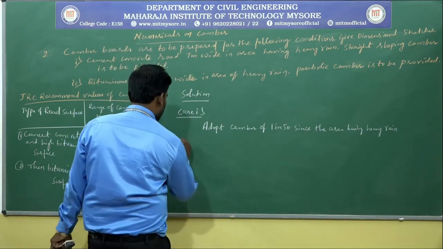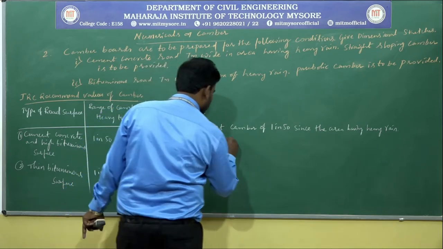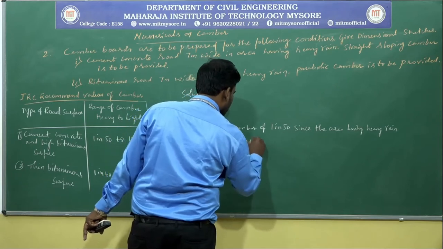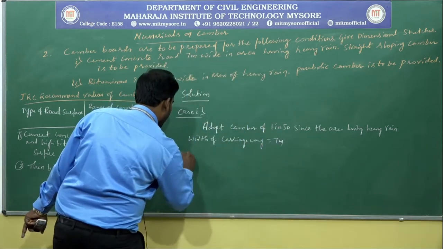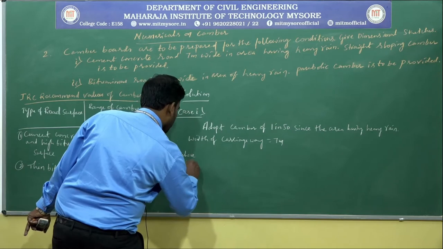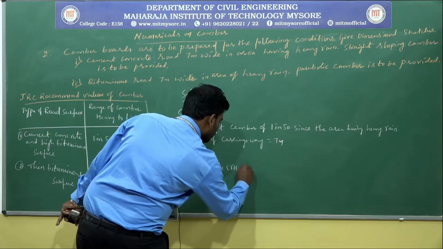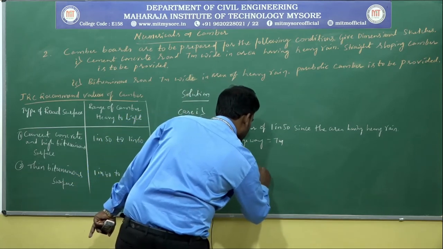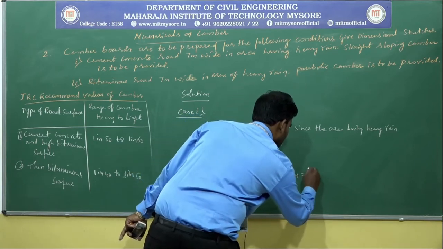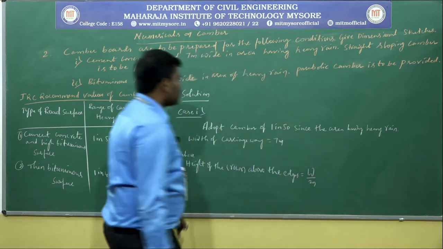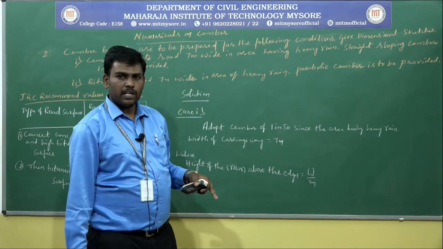Okay. Then the width of carriageway they have given is equal to 7 meter. Therefore we have the height of the crown above the edges, that is W by 2N, because in the first case they have mentioned it is a straight sloping camber. For straight camber, it is W by 2N.